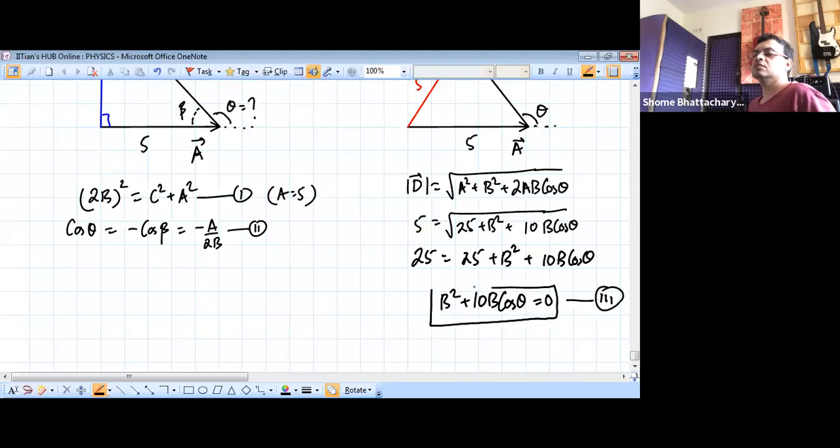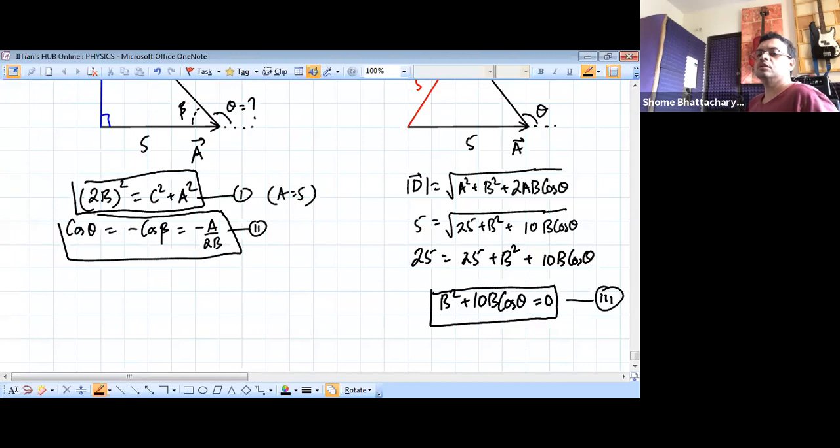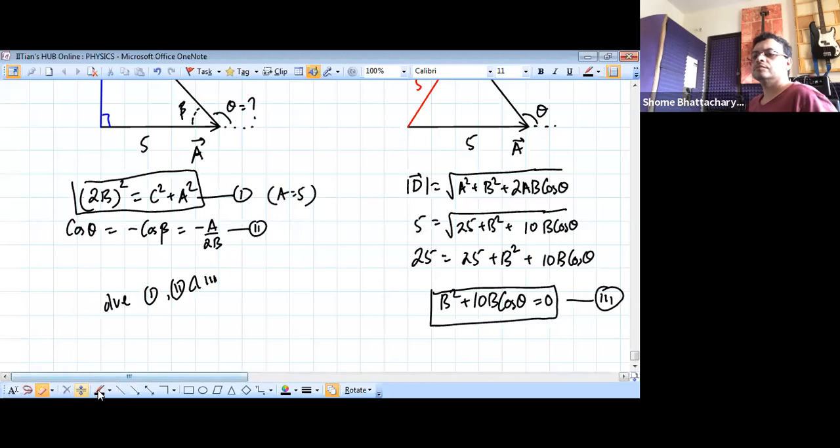So this equation, and this equation, now I have to solve them. Solve equations 1, 2 and 3, to solve for the 3 unknown quantities. So solve these 3 equations for the 3 unknown quantities.